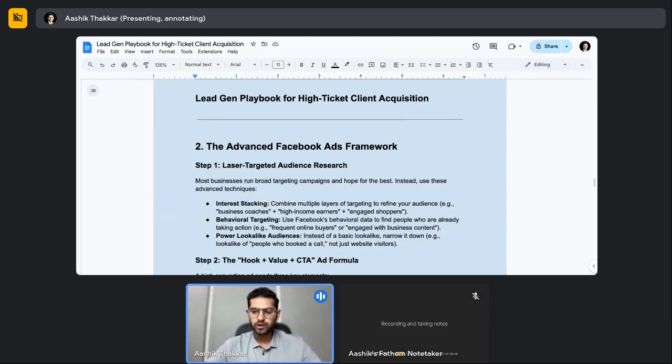So step zero is going to be building your BMC, which is business model canvas. On the business model canvas, you have to go super detailed on who your target audience is, how they behave, what they like, how they perceive the world, how they would perceive you, what their pain points are, how you solve those pain points, how you will address those pain points.